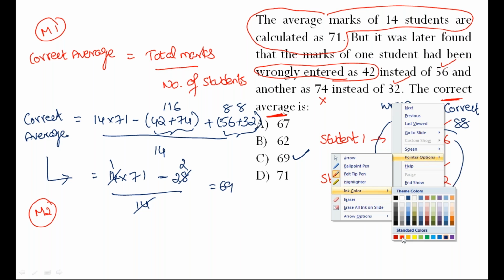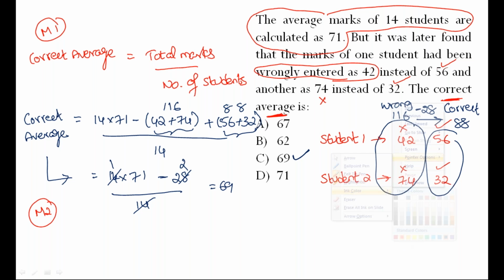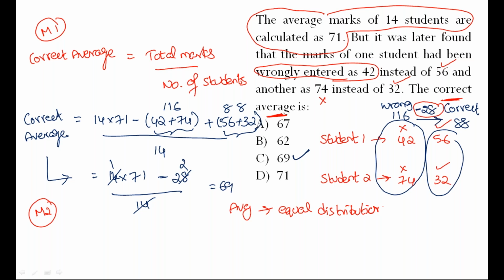Now, listen, friends. What is the average? Equal distribution, right? What is the meaning of equal distribution? You have to decrease 28, but the 28 is also distributed for all. How many students are there? 14 students. So I have to decrease 2 per student. If every student is decreased by 2, the average is also decreased by 2. That's why the average is 71 minus 2, 69.